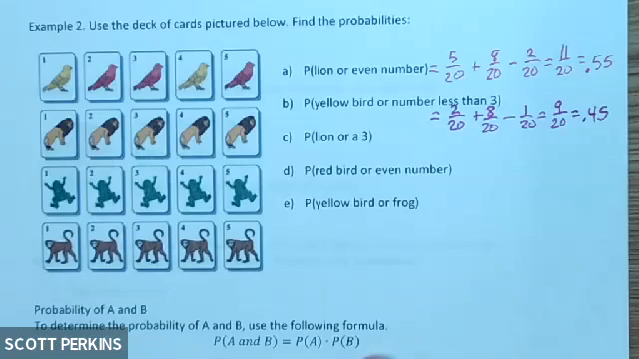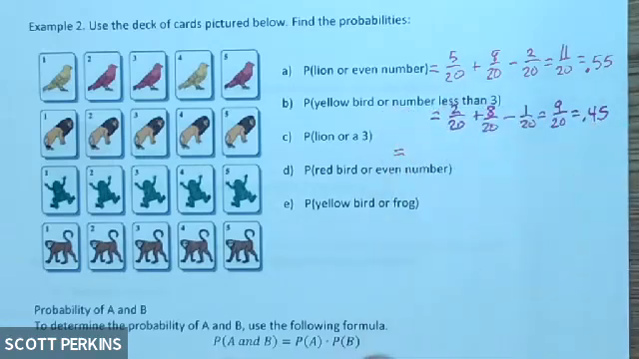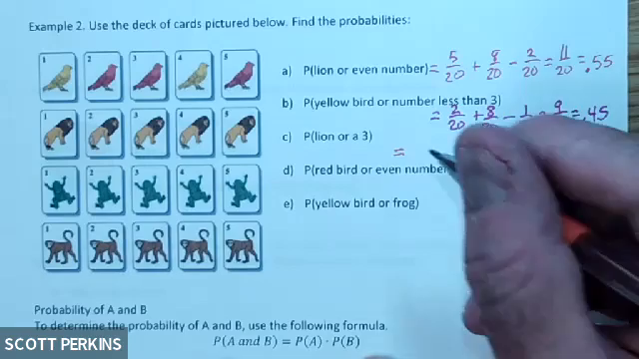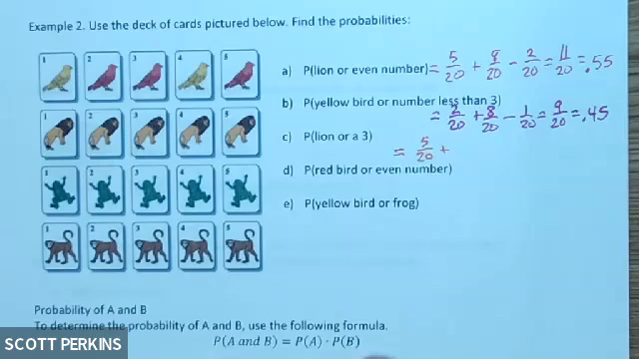Anybody struggling with this? Am I going too fast? Okay, I'm not getting any feedback, so I'm just going to keep going. You let me know what you need. The probability of a lion or a 3. So lions, you've already told me, are 5 out of 20. What's the probability that I pull a 3 out of this deck?